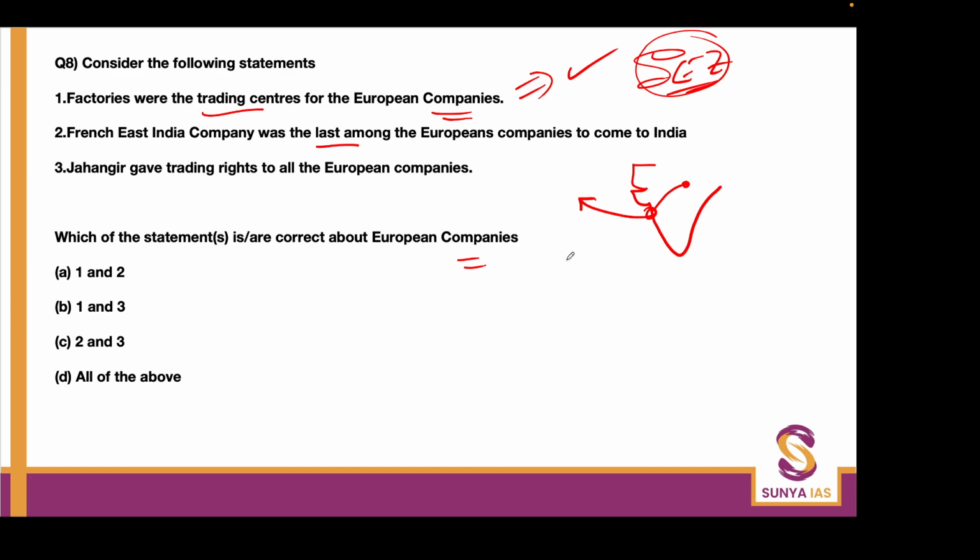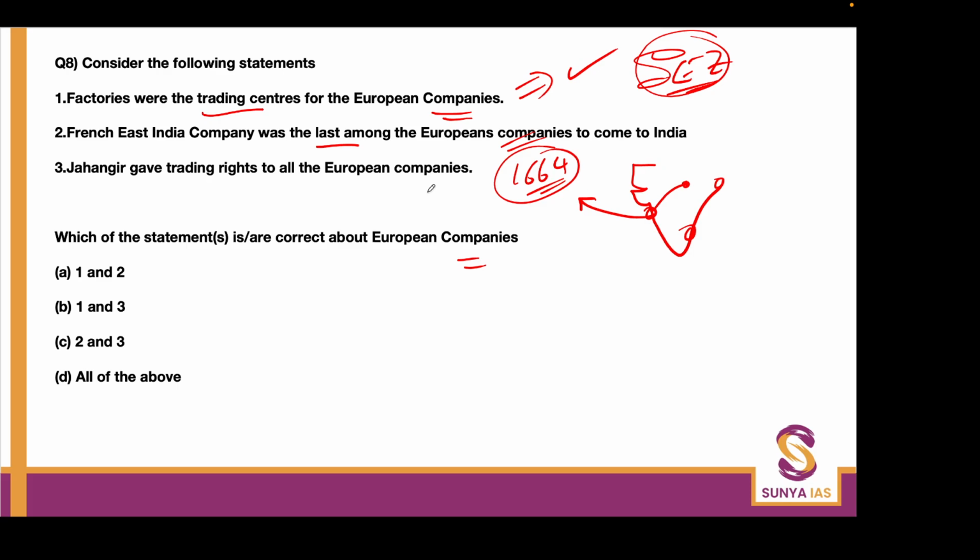So that was the case with everyone, whether it was Pondicherry in the hands of French or the Dutch who had their presence in Chinsurah. That was the case with everyone. So this first statement is right. French East India Company was the last. This is also correct. It was 1664 when the French East India Company was even formed. So coming here was even later than that.